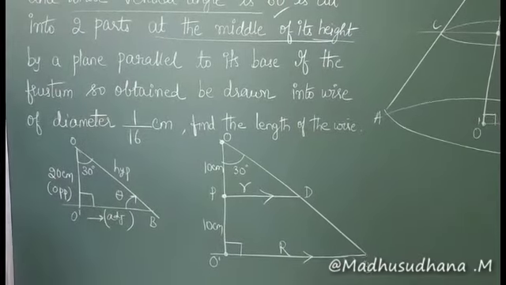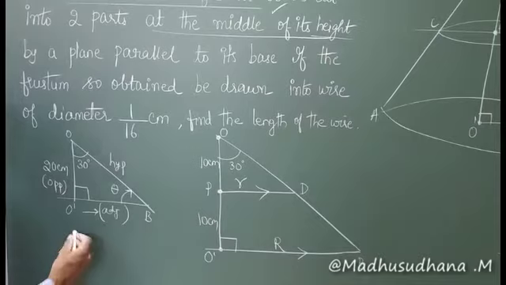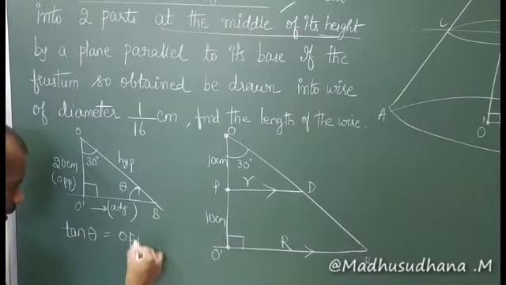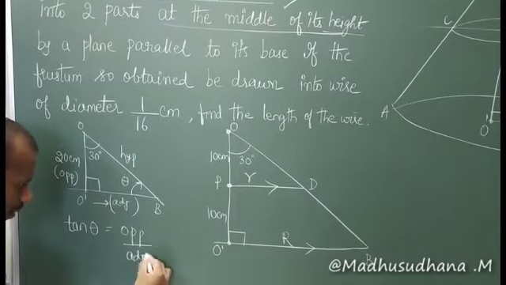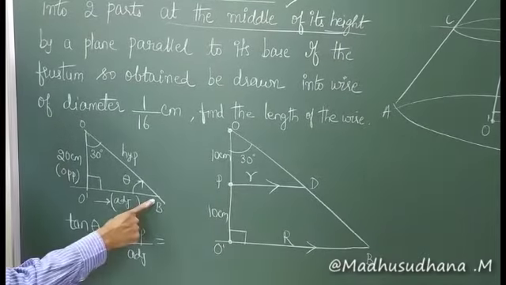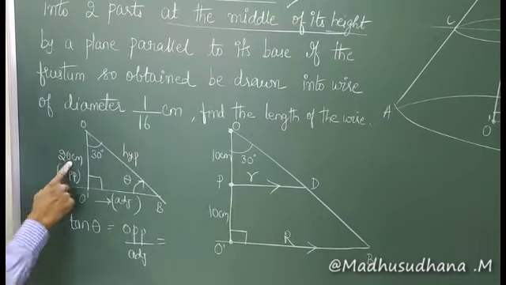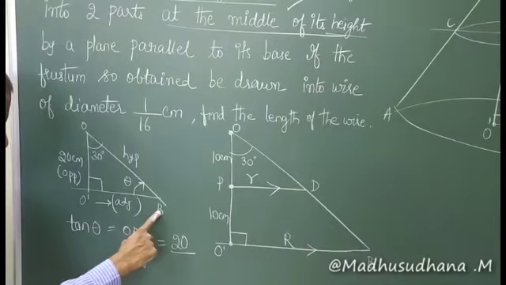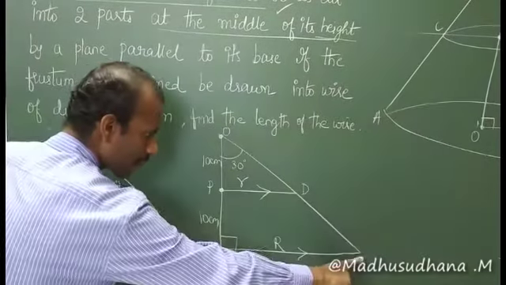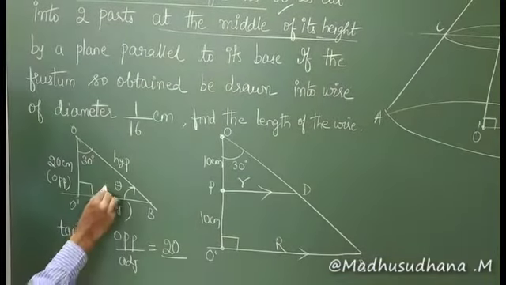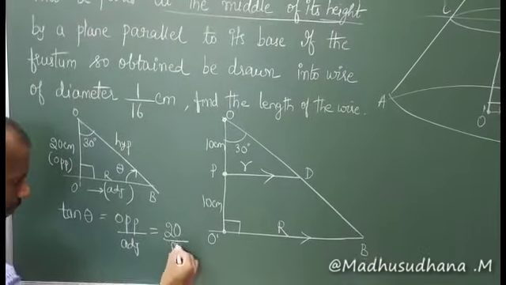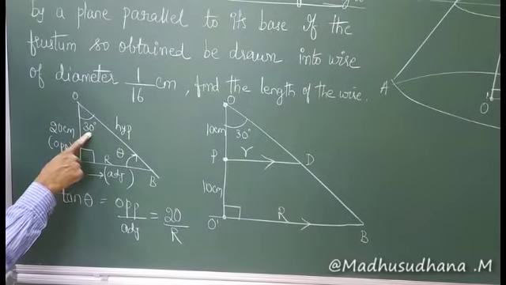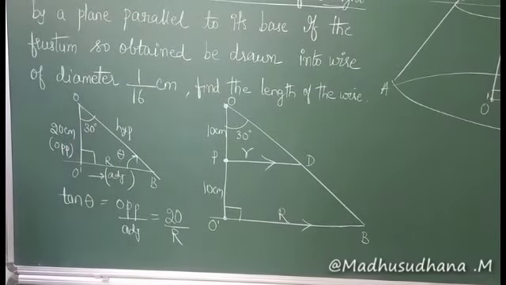So we know the value of the opposite side. Now if I apply tan theta, which is equal to what? Opposite by adjacent, right? Opposite by adjacent. So what is my opposite here? Opposite is 20. So let me write 20 here. And adjacent is O dash B. O dash B is nothing but capital R. So this is 20 by R. So what is this theta now? This theta is tan 30 degrees.